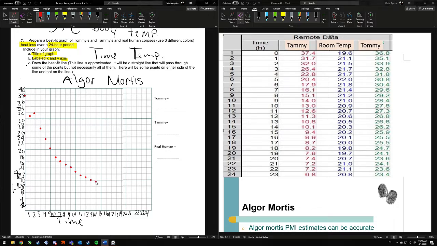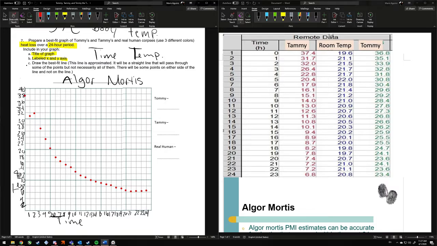9.4, 8.9, 8.7, 8.2, 7.8, 7.4, 7.2, and then 6.8, right? Well, I probably missed a couple of them, but don't worry too much about that. Okay, so here are our points.